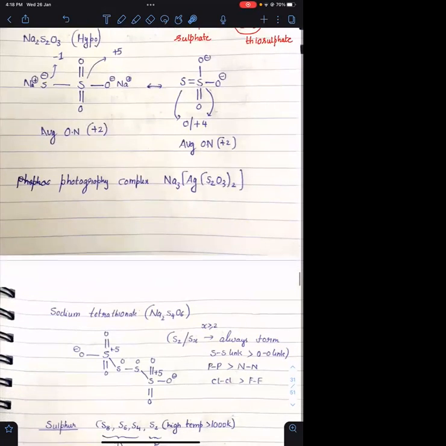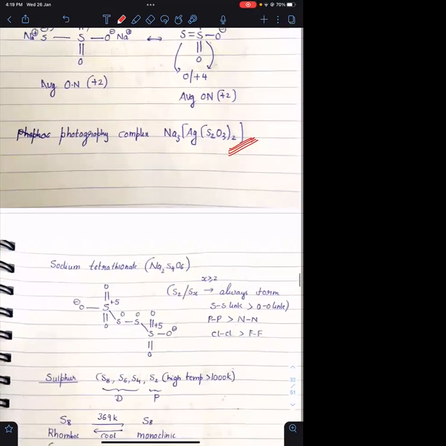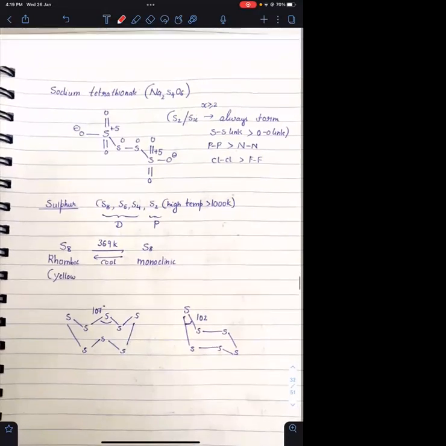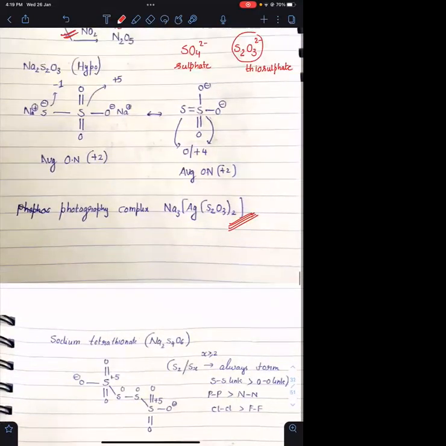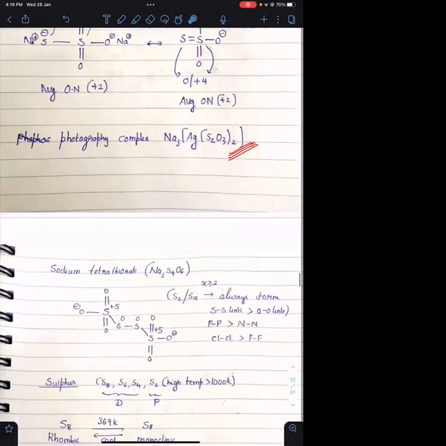ठीक है. ये जो Na2S2O3 है, it is seen in a complex called photographic complex, जो हमने D block में पढ़ा है, remember? If it is reacting with Ag plus, it converts into Na3[Ag(S2O3)2], which is called the photographic complex. Remember the formula of this, because they will ask which of the following is a photographic complex. Okay, next, another extra information: sodium tetrathionate, here I2 reacts with it and it is converting into S4O6 2-. This S4O6 2- is called tetrathionate.